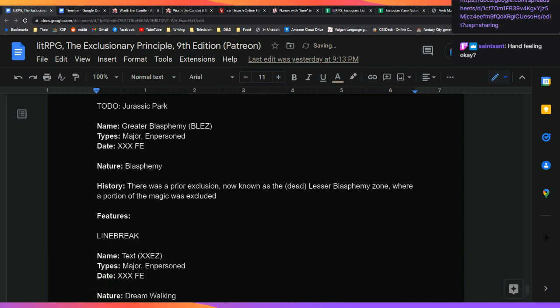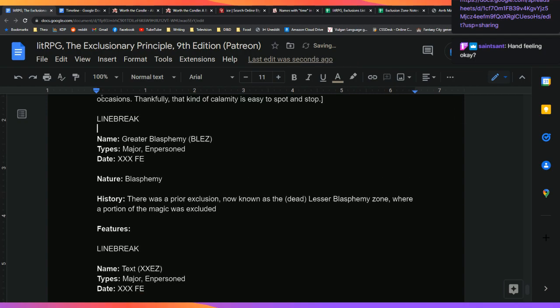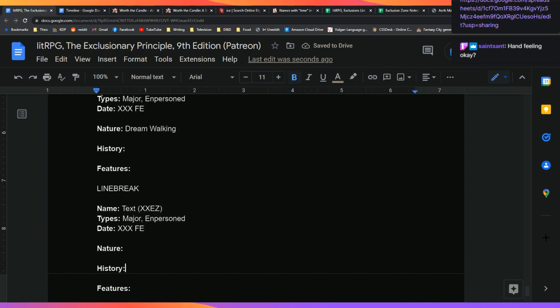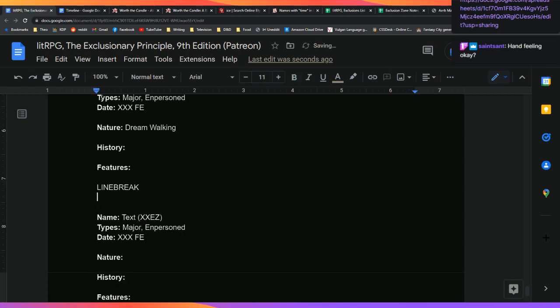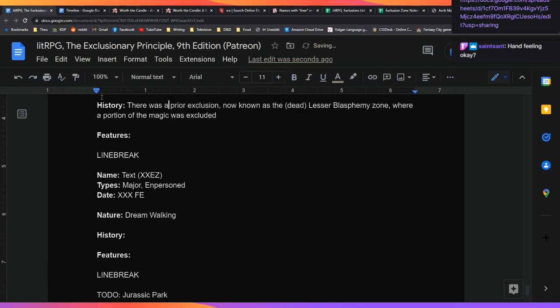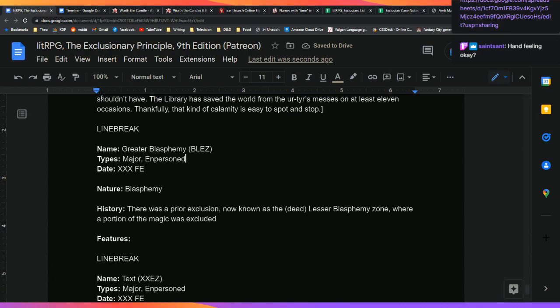So this one is not going to be the Jurassic Park one. I do want to do a Jurassic Park one. I'm not sure I will, but Dreamwalking is down there. This is definitely not in person.